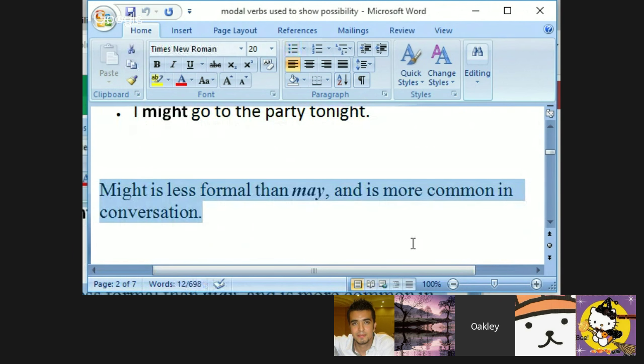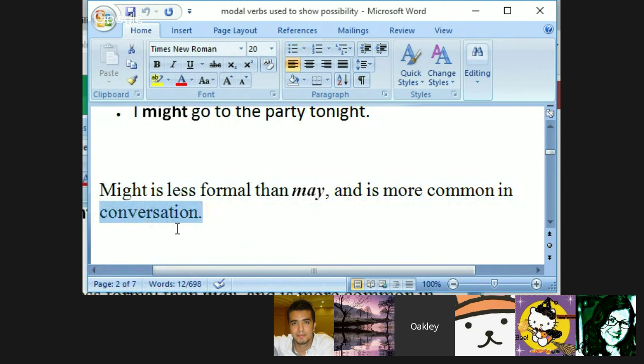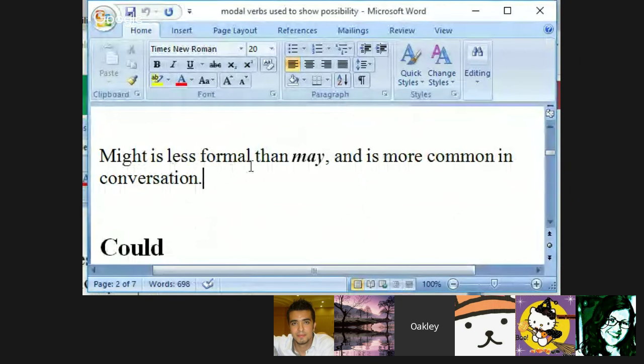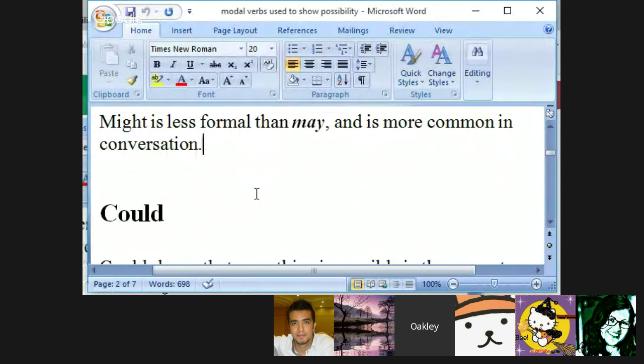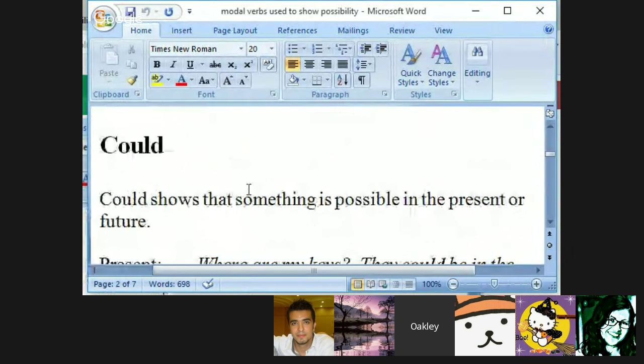Might definitely is less formal than may, and either is fine in conversation, might or may, but might is probably more common in conversation. Now, let's look at could.